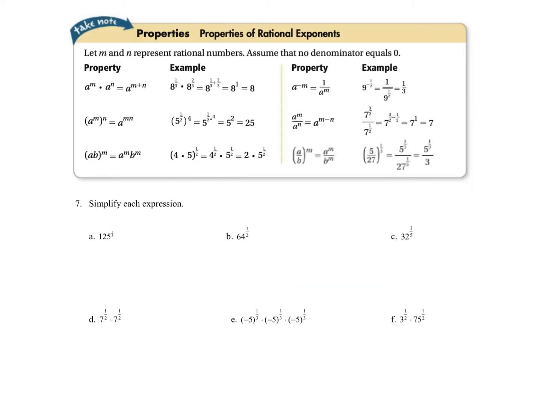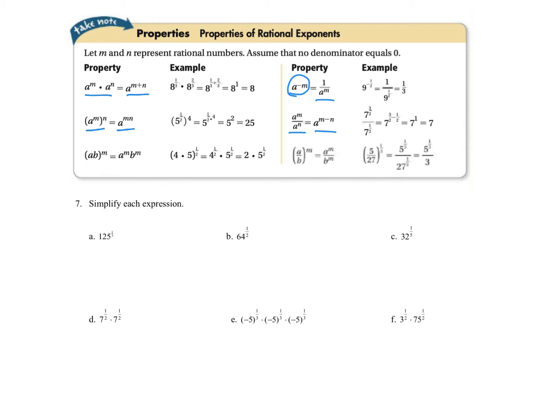Now, recall all the properties of exponents. They are going to apply with rational exponents. So if we multiply exponential expressions with the same base, we add the exponents. When we raise a power to a power, we multiply the exponents. Negative exponents work the same way. If we have a to the negative m, we could rewrite that as 1 over a to the m. And if we divide exponential expressions with the same base, we subtract the exponents.